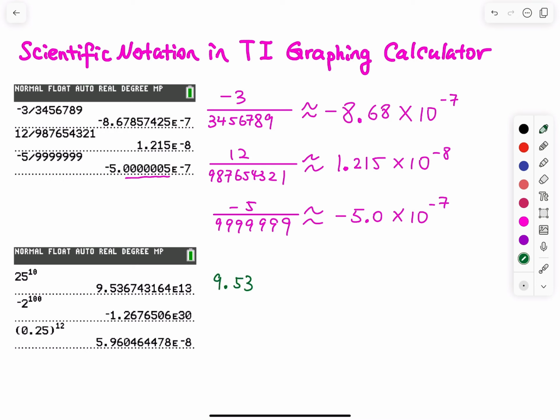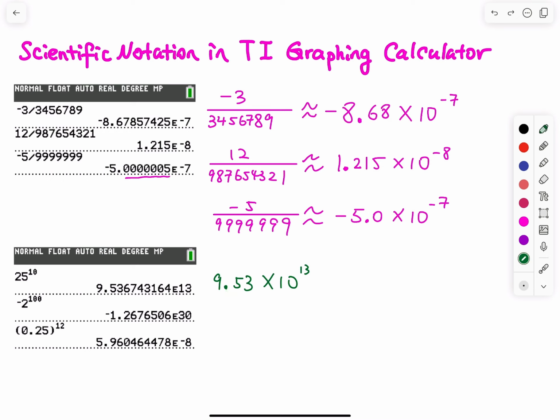9.53. If you want to keep 1, then you can do 9.5. If you want to keep 3, then you can do 9.537, you add 1 to the 6, and then times 10 to the 13th power. That means you will take this decimal and move 13 steps to the right. Regarding moving the decimal to the left or to the right, you have to watch my previous video.